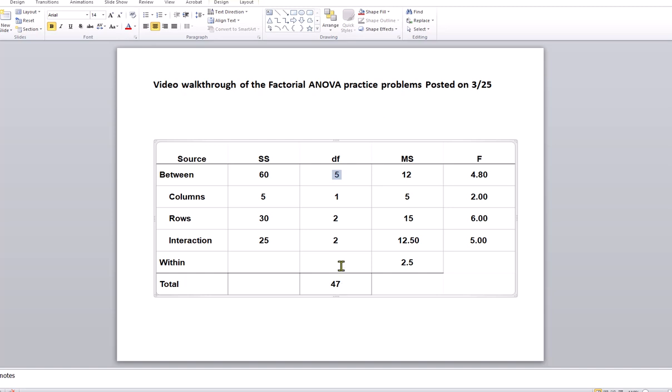So 47 minus 5 leaves us with 42, and then we can go in this direction, reversing the direction here. 2.5 times 42 gives us the answer over here, 105. And now we can take the between groups plus the within and get the total, which is 165. And there's your answer. There's your set of answers for this problem.